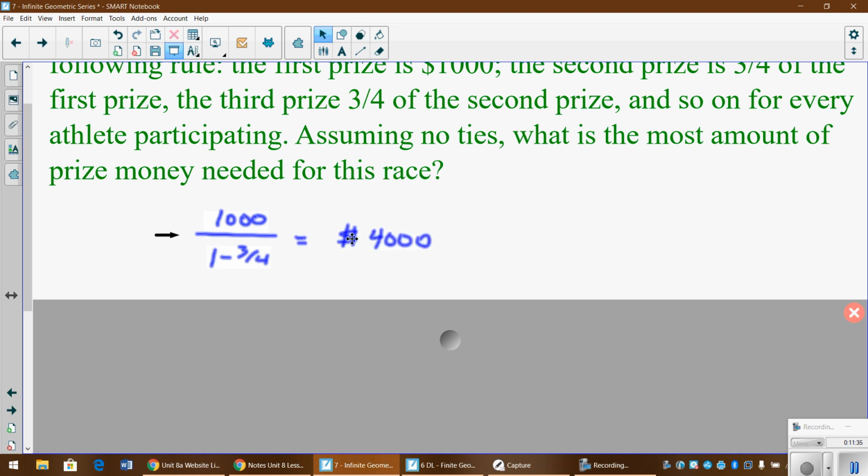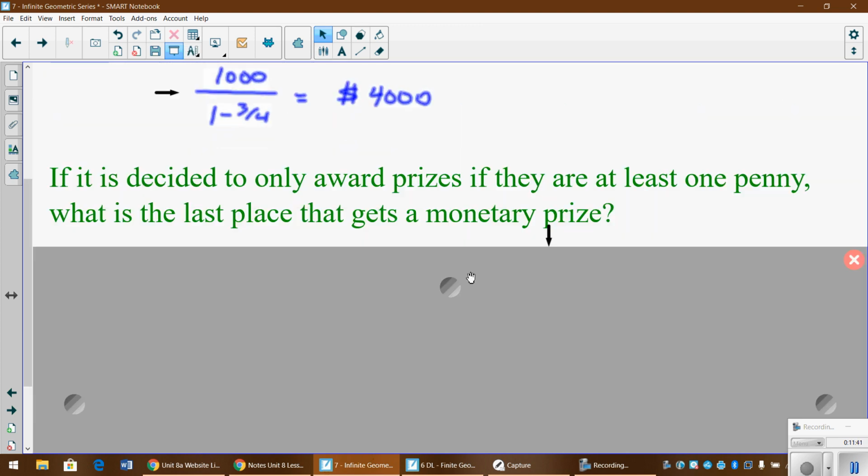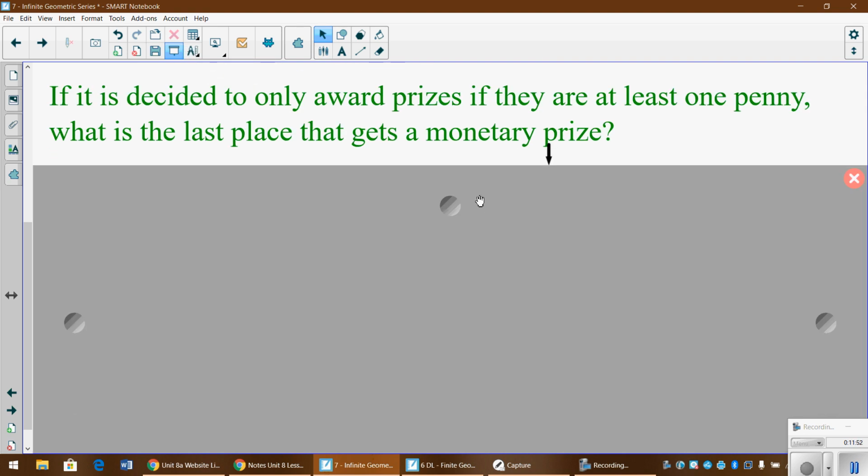If you do the math on that, you get $4,000 in order to pay out theoretically an infinite amount of places. Likewise, if it's decided to only award prizes if they are at least down to at least 1 penny, what's the last place that gets a monetary prize? So in this case, let's say you get down and you're supposed to get paid 0.9 pennies. Anybody after you doesn't get paid anything. We're just going to round up to the nearest penny.